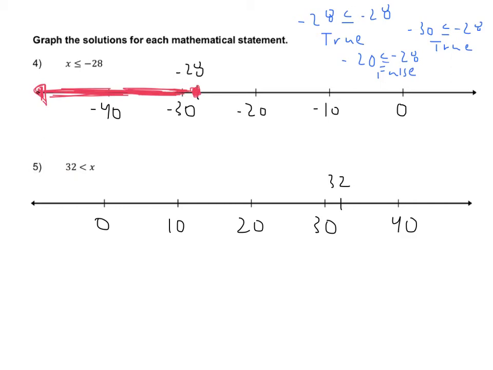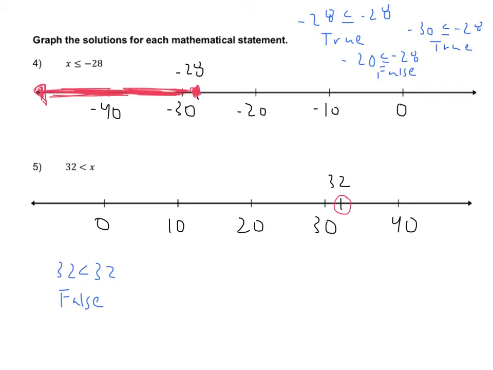Let's do that over here. 32 is less than 32. Well, is 32 smaller than 32? No, that's false. So in this case, 32 is not a solution. All right, so we know that 32 is not a solution. I'm going to go ahead and start the graph. So 32 is not a solution, so I'm going to use an open circle.